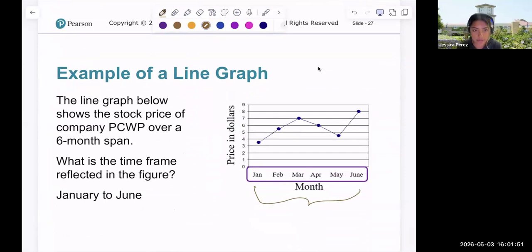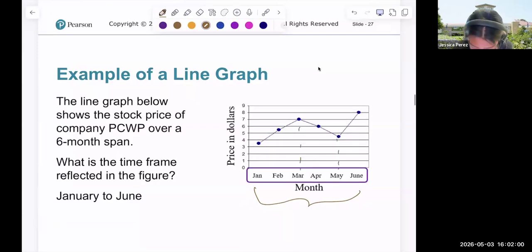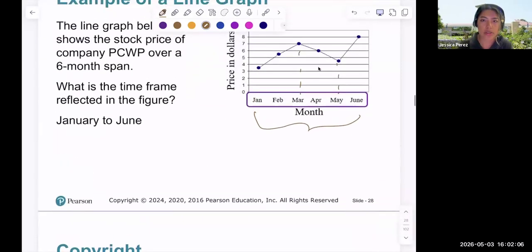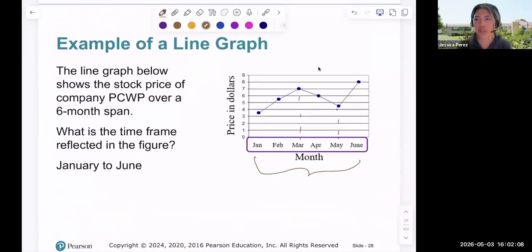So what is the time frame reflected from January to June? Notice that it's going to increase and peak at March, and then it's going to decrease. The lowest would be at May and then it's going to rise again in June. It's very easy to interpret when we have a line graph. You can kind of describe what's going to happen in the next 6-month span.